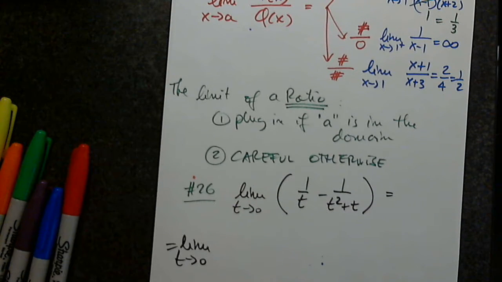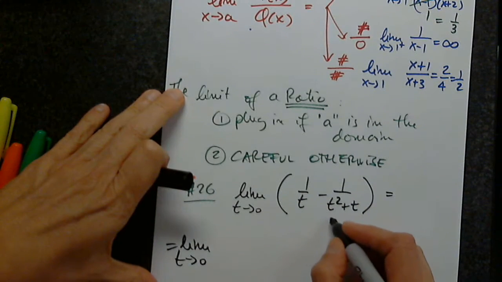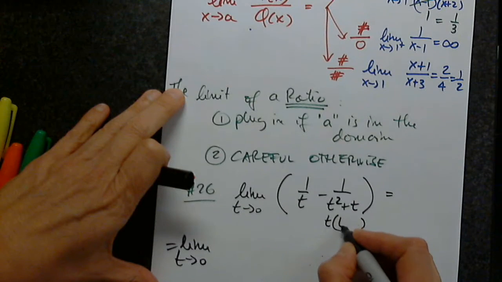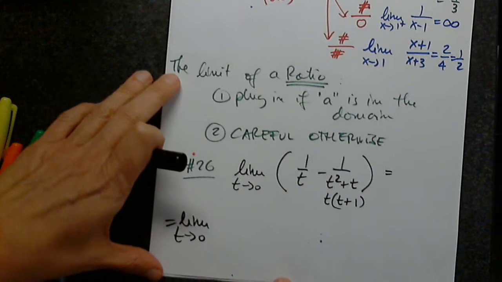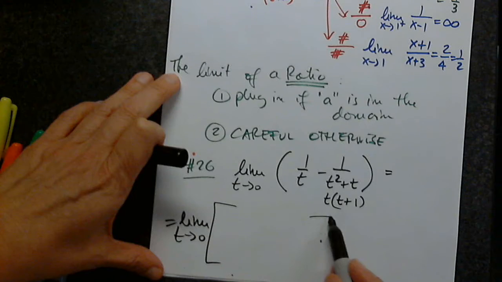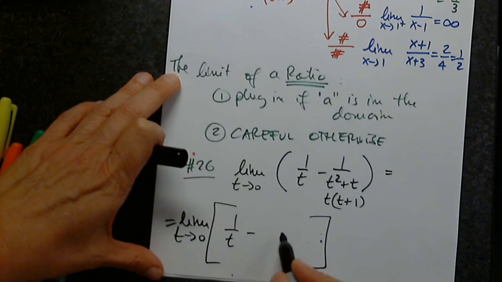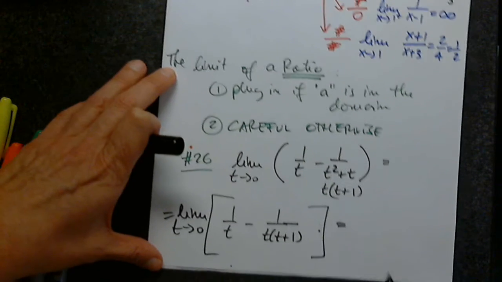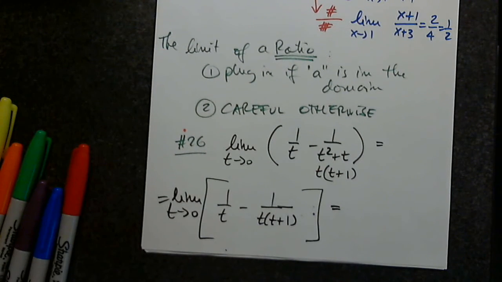Good. So then in this case, I cannot plug it in and I cannot use a limit law. We agree? Okay, perfect. I would recommend first factor t here. That should be the first step. So 1 over t minus 1 over t times t plus 1. Now I will determine the least common denominator.